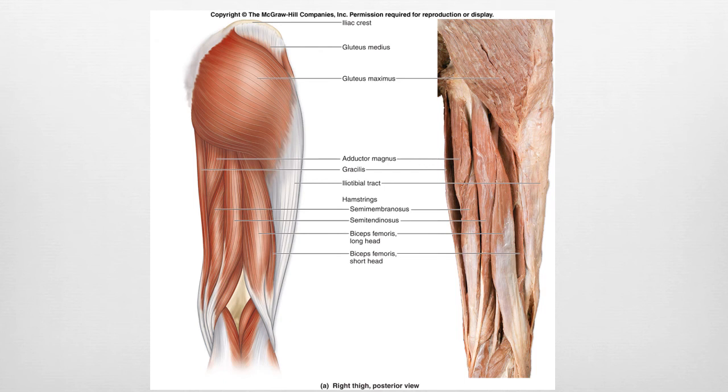On the posterior side, here we have the muscles of the hamstrings. We have biceps femoris, with the long head and then the short head over here. Semitendinosus sits on top of semimembranosus, so the two muscles rest on top of one another.